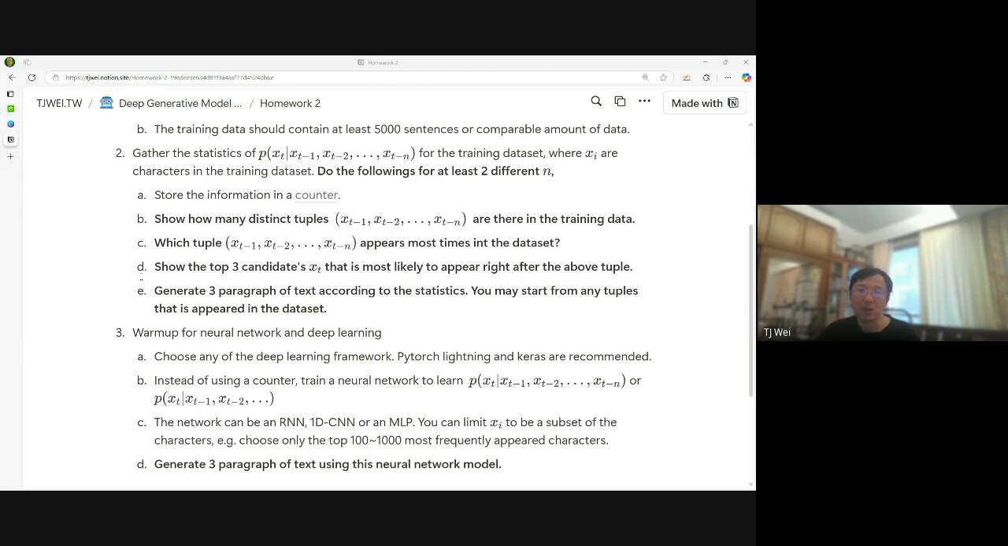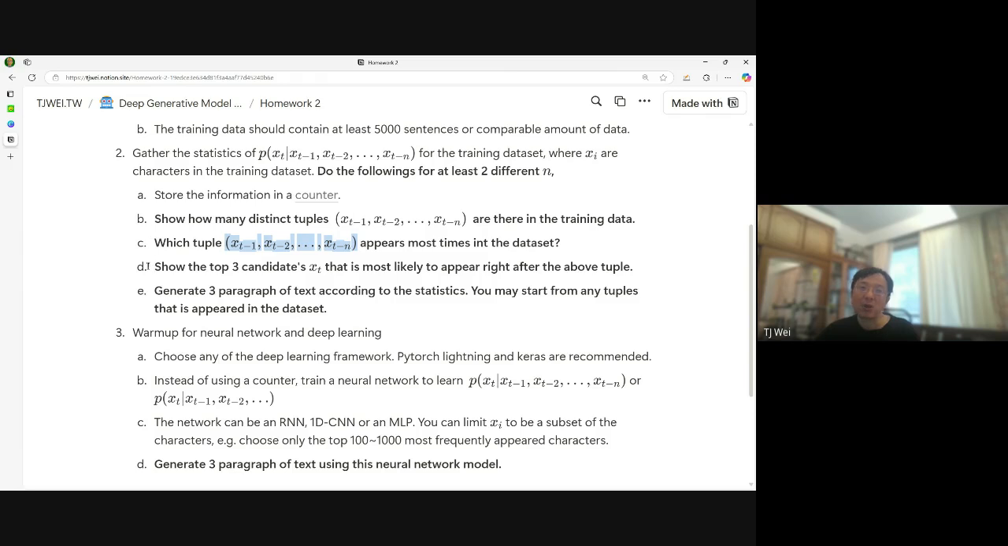Okay, so also the D is showing the top 3 candidates of XT that is most likely to appear right after the above tuple. When I say above tuple, it is the most common one here. Because when we collect this thing, this is a key and the value is a counter. So you can use the counter to find the most common 3 candidates that can be the next character. Okay, so that's another way to get familiar with the data you collected.